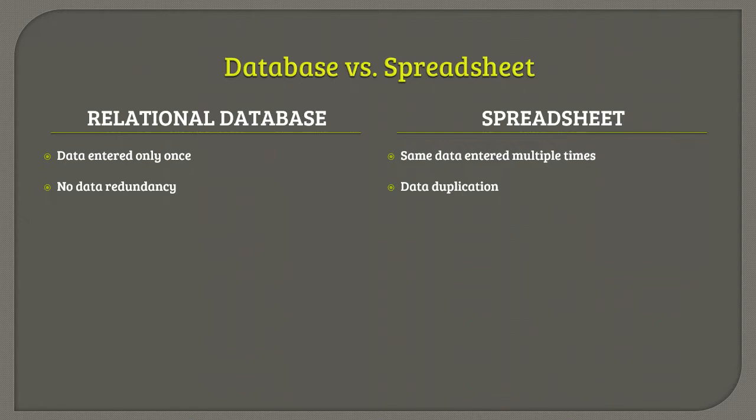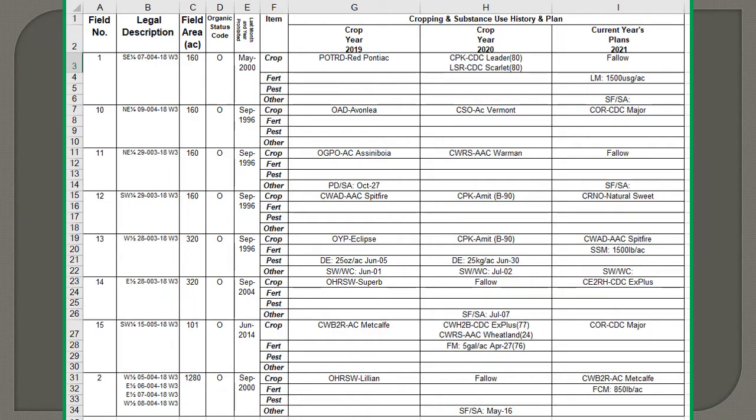Say you need to do your field planning for the upcoming year. This is a typical spreadsheet showing field plans for 2021. First, you must set up a spreadsheet in this format, which would take some time. You would then enter all this information: field number, location, size, organic status code, and the last month and year of prohibited treatment for each field.